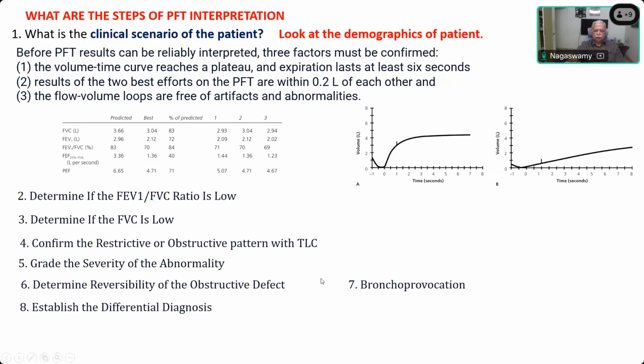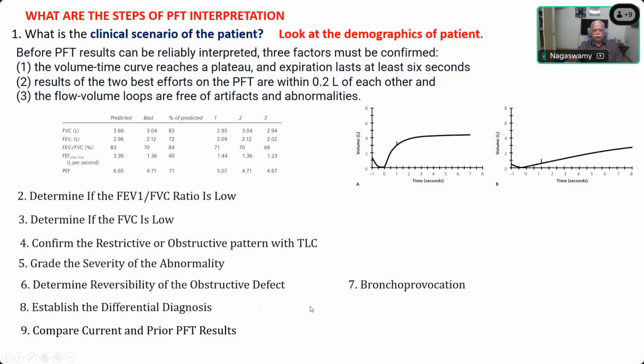But from an exam point of view, you have to just know this, and establish a differential diagnosis and compare current and prior PFT results. And the last one to be added here, which I have not added, is the diffusion capacity using the DLCO, in some cases where these things are all normal, but still the patient is hypoxemic. Okay, so in that situation, you have to do the DLCO result also.